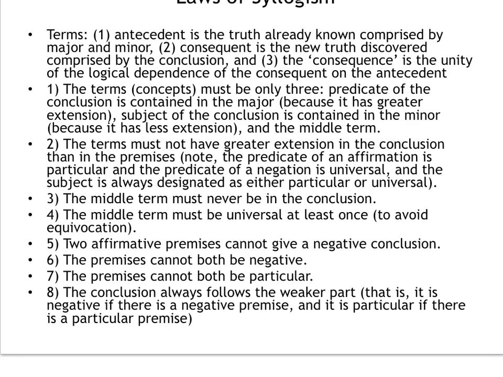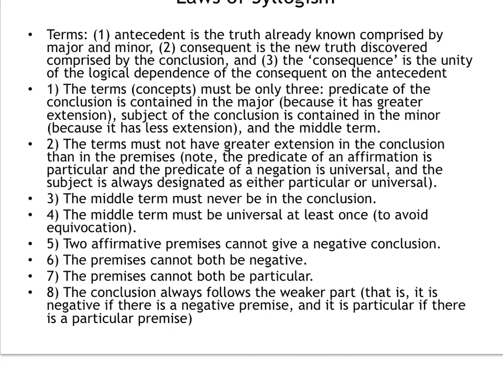So we have, to avoid equivocation, the terms must not have greater extension in the conclusion than in the premises. In other words, you can't make A broader in the conclusion than it was in the first premise, or C a broader category than it was in the second premise. Now, the middle term also must never show up in the conclusion. So you can't have B here, otherwise there's a problem. You can't have the middle term in the conclusion.